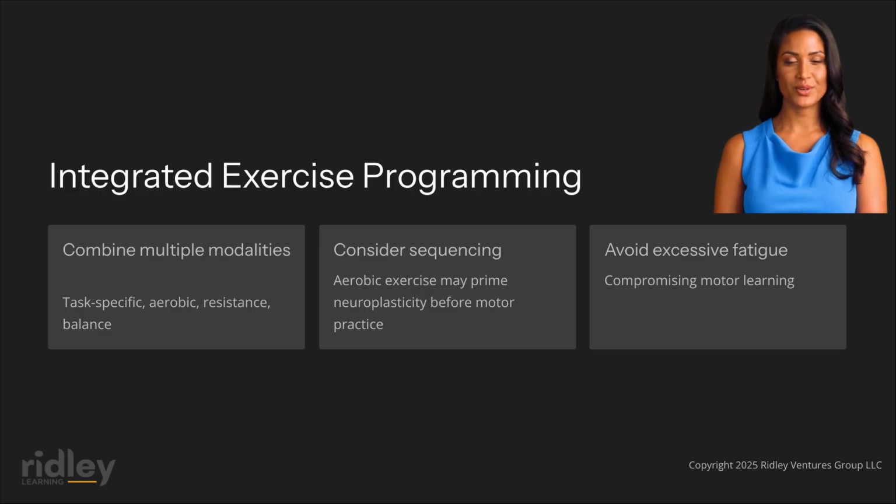The sequencing and timing of different exercise components within and across sessions may influence outcomes, with emerging evidence suggesting that aerobic exercise may prime neuroplastic mechanisms when performed before motor skill practice.